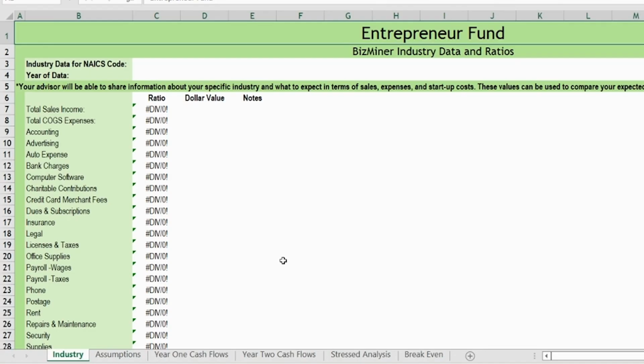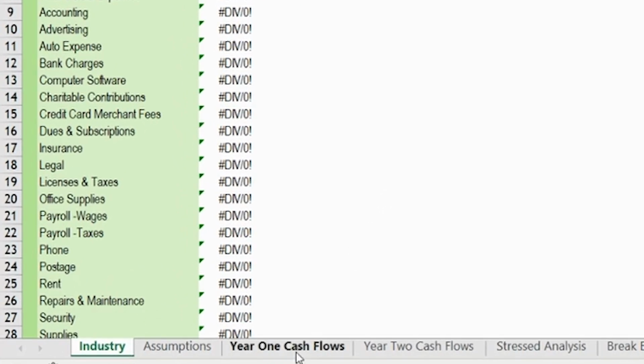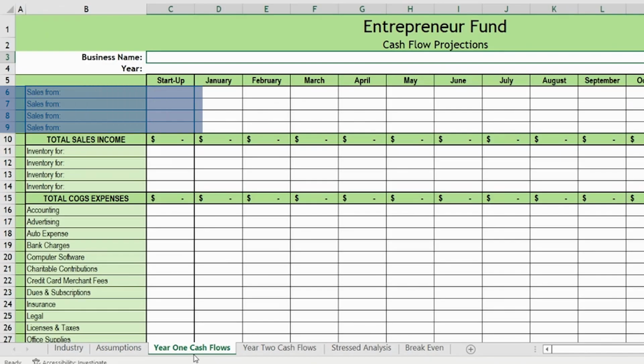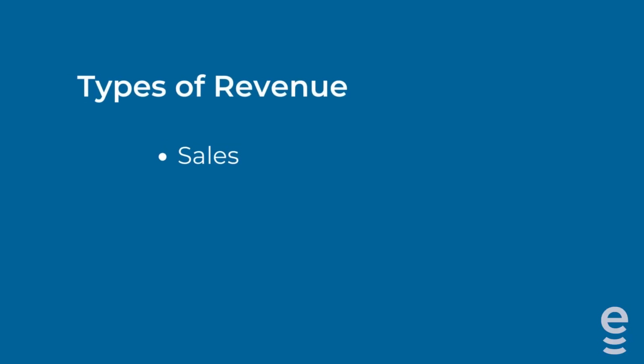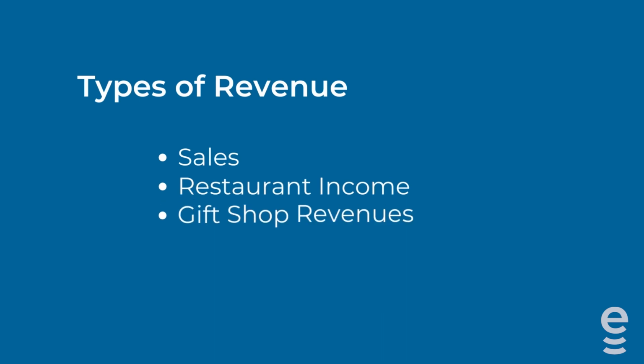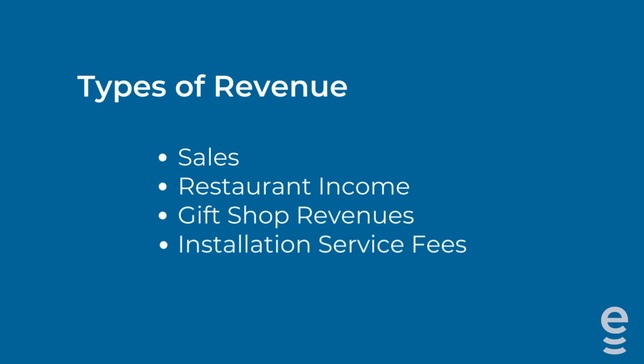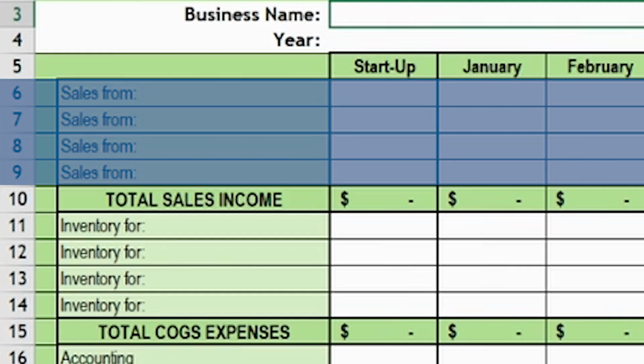First, you'll want to open the spreadsheet and navigate to the Year 1 tab. From there, start by listing the types of revenue you have. This could be generic, such as sales, or something more specific to your type of business, such as restaurant income, gift shop revenues, or installation service fees. You can have one or multiple types of revenues, and our spreadsheet has room for up to 4.